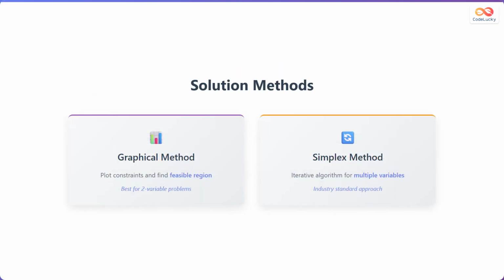There are several methods to solve linear programming problems. The graphical method involves plotting constraints and finding the feasible region. It is best suited for two-variable problems. The Simplex method is an iterative algorithm used for problems with multiple variables and is considered an industry-standard approach.